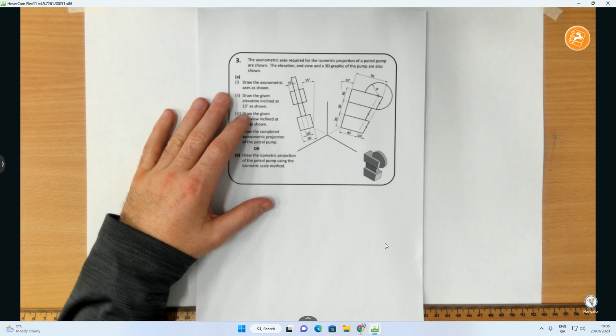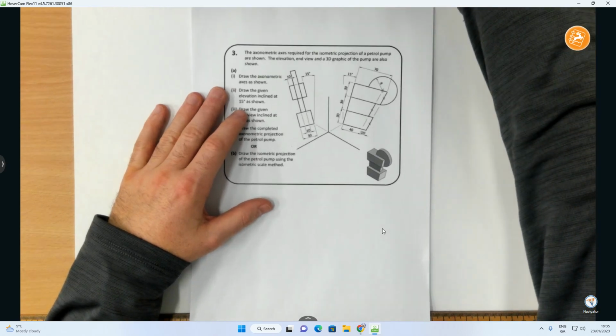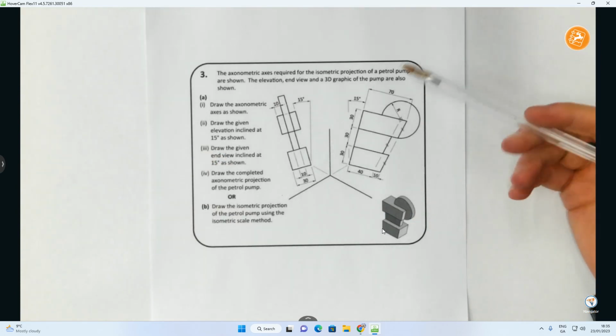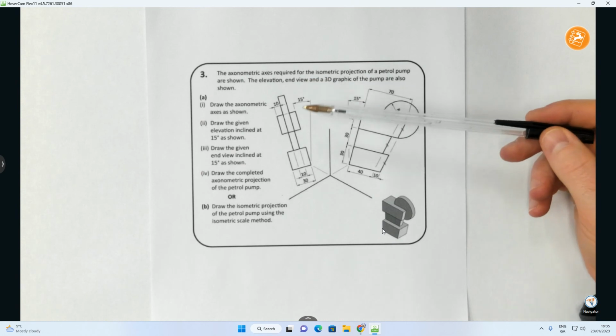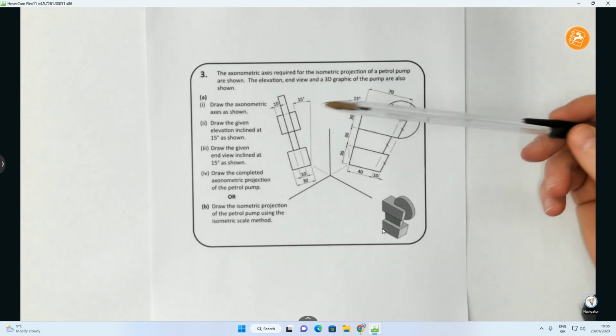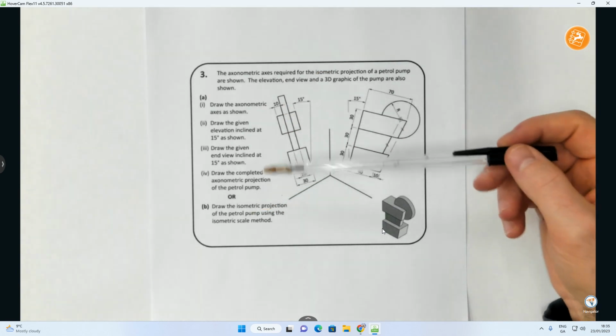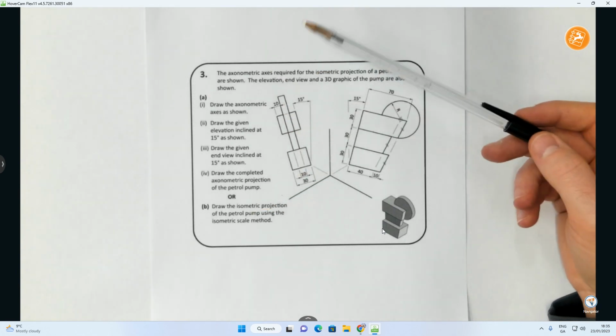Hi folks, so this question here is based on the topic of axonometric projection, and this is actually for the junior cycle. It is the Junior Cycle 2019 question, so it's actually coming from the old Junior Cert course. This is question 3 in section B of the paper, which were the long answer questions.